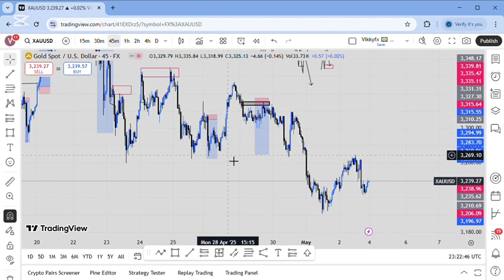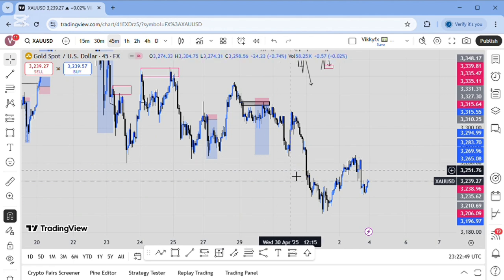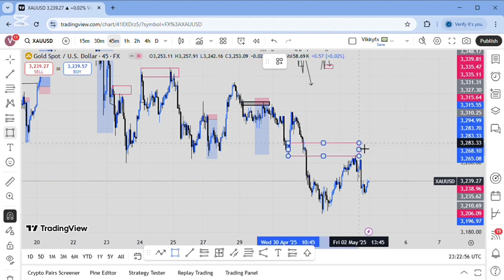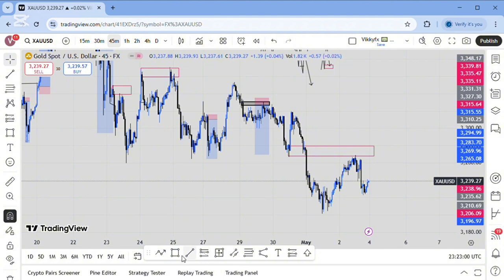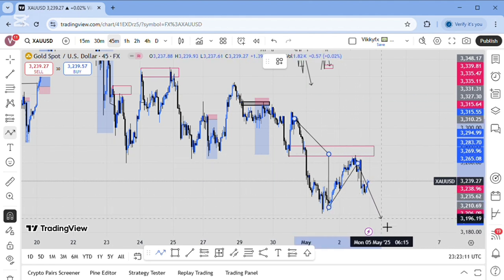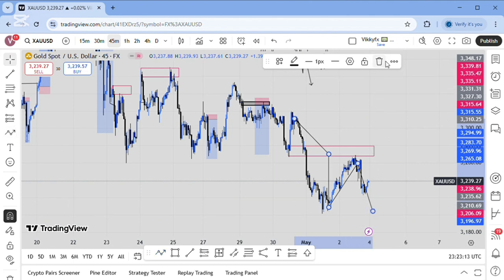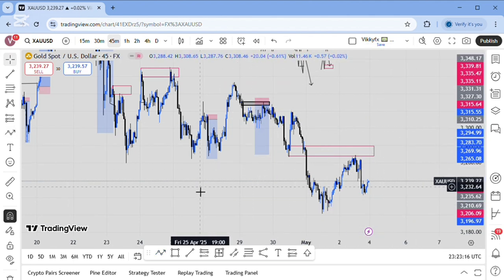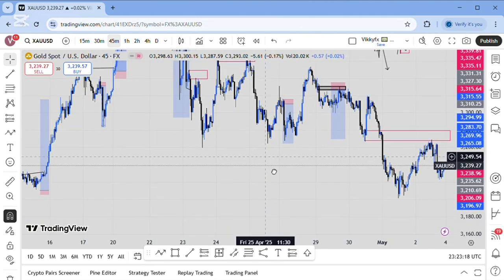So let's look for an example of this thing of a breaker block. This was a demand zone, right? This was a demand zone that should have been respected. This zone, the market should have just gone down here and bought up, but what the market did, it broke the zone, came back here, retested the zone, and is moving downward. So it becomes a breaker block now.